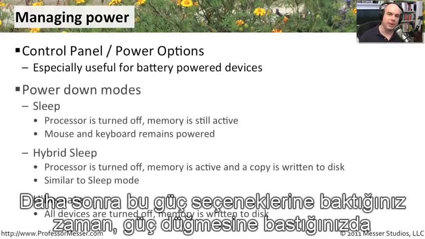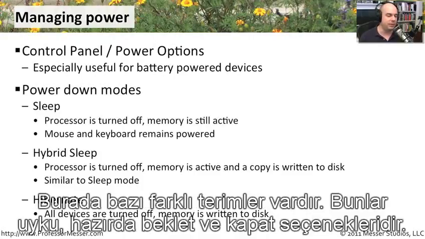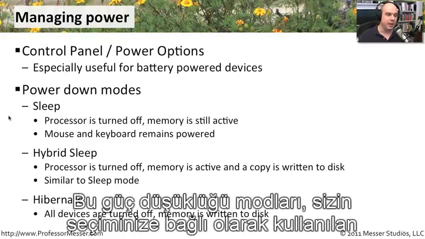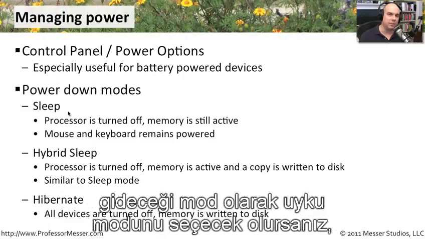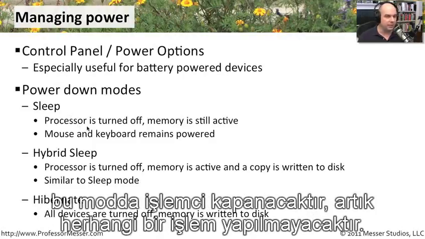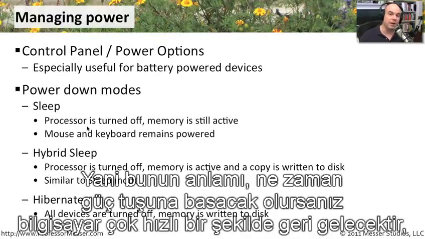Now, when you look at some of these power options, you've got some other choices of what can happen when you hit the power button. And there's some different terms here called sleep, hybrid sleep, and hibernate. These power down modes are used in different ways depending on what you're choosing. If you're choosing to have the computer sleep whenever you push the power button, the processor turns off. You're not going to be processing anything, but power is still on the memory of the computer. And that means whenever you power back on, it's going to come on pretty quick.